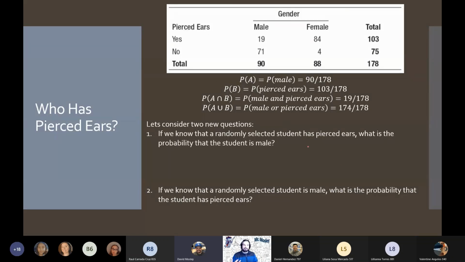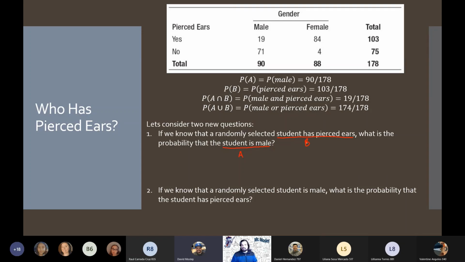So again, we have the same two events occurring in this statement. We have student has pierced ears, and the student is male, right? Student being male is event A from our previous example, and this is event B.